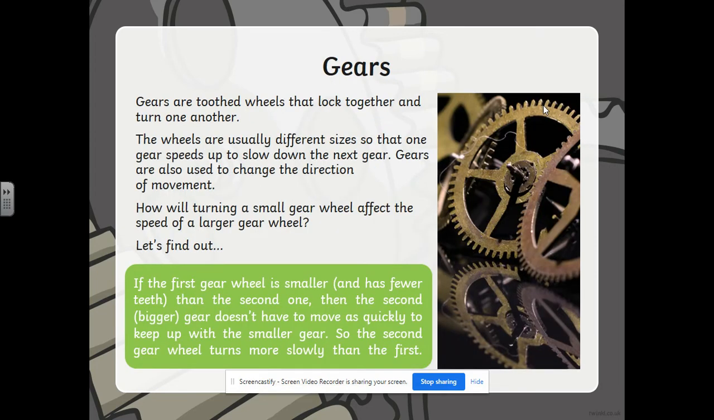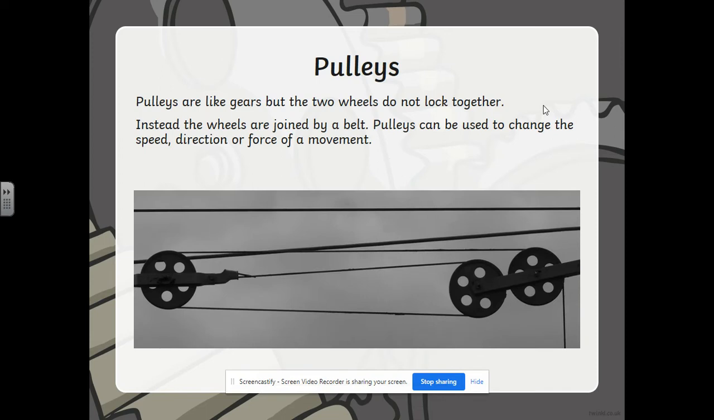So pulleys are like gears, but the 2 wheels do not lock together. So where we saw before on the gear wheels, they lock together in the teeth. They meet each other and lock together. In the pulleys, they do not lock together. Instead, the wheels are joined by a belt. Pulleys can be used to change the speed, direction, or force of a movement.